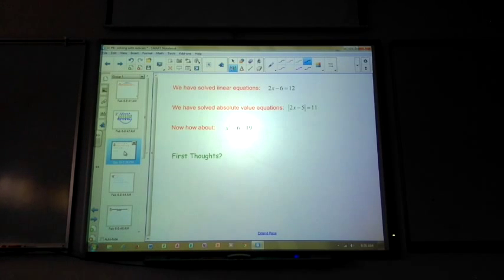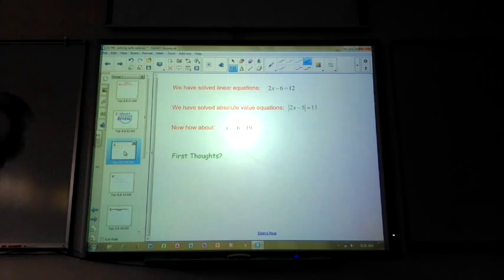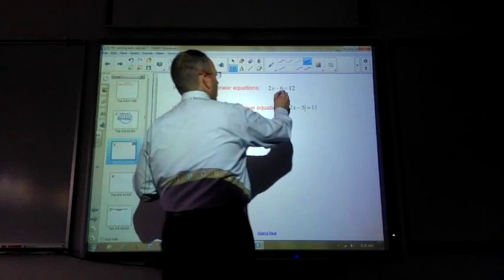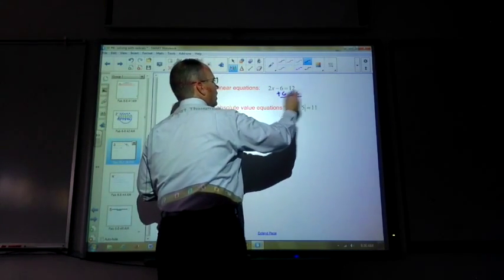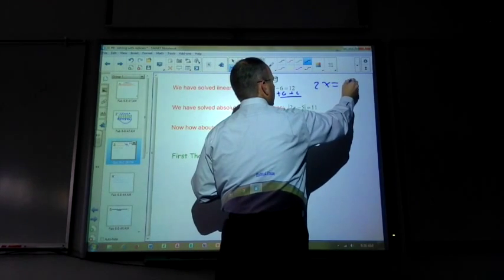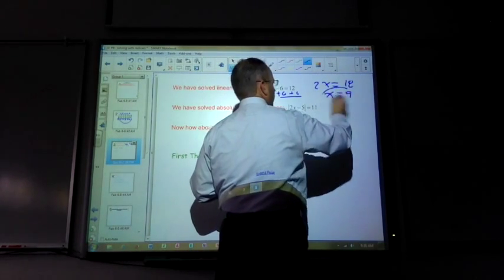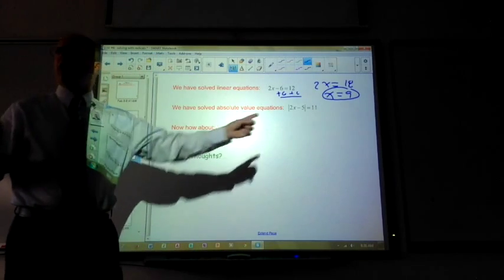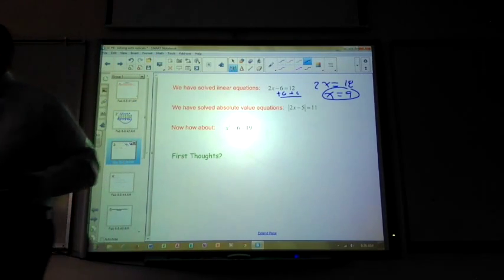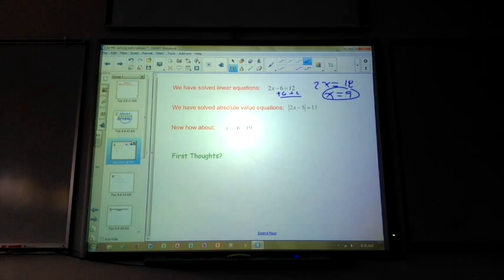All right, so we have solved linear equations. A linear equation is something where x is not raised to an exponent. So if you solve this, you get plus 6 on both sides. That gives you 2x equals 18, which is x equals 9. So there's one answer there. X is raised to what power on this problem? First. The fundamental theorem of algebra says whatever the highest exponent is is possibly how many answers you would have. If it's raised to the first, I should have how many answers? 1.